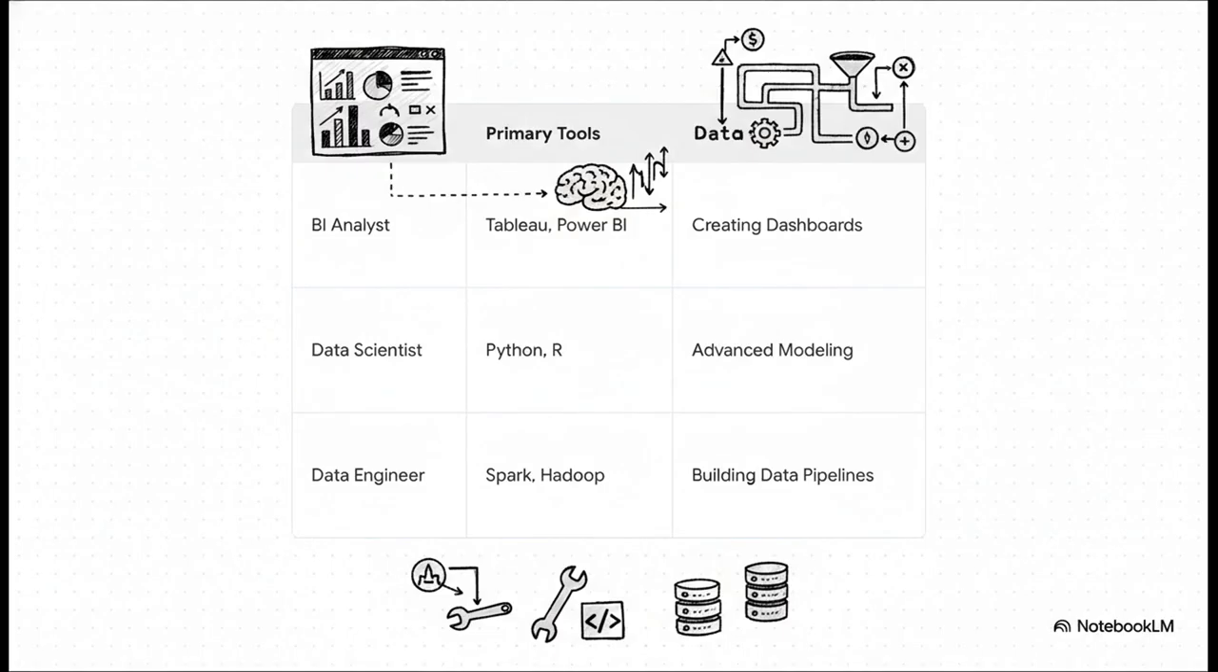And this is super helpful for understanding how the industry is structured. You've got your BI analyst. That's business intelligence. They're the ones living in Tableau and Power BI, building those awesome dashboards we just talked about. Then you have the data scientist who spends most of their time in Python or R, building those complex predictive models. And before all that, you have the data engineer, using heavy-duty tools like Spark to build the actual data pipelines that feed everybody else. See, each role has its own favorite part of the toolkit.